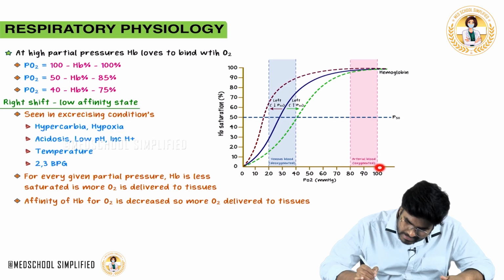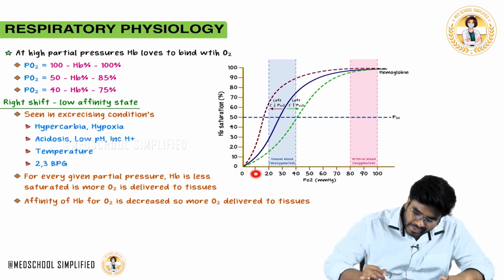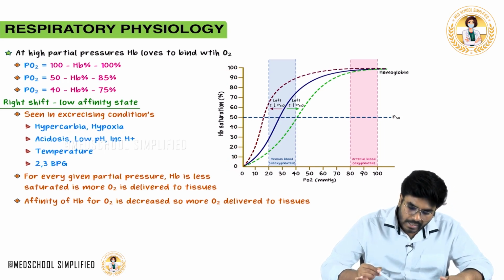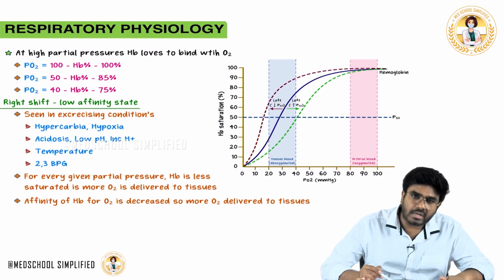This is the partial pressure of oxygen. When the partial pressure of oxygen is 100, what is the percentage saturation of the hemoglobin molecule? On the x-axis, I am showing you the partial pressures of oxygen. On the y-axis, I am showing you the hemoglobin saturation. Now this blue color curve is the normal curve.